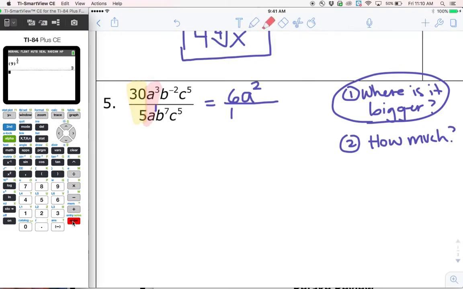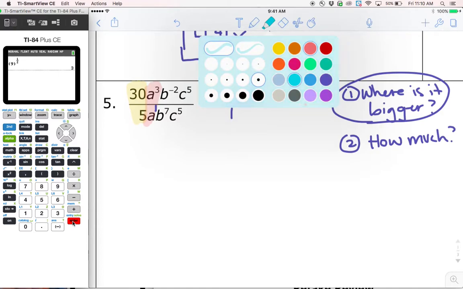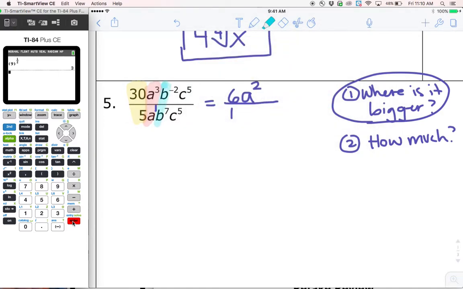Okay, now we're going to look at our b's. We've got b to the power of -2 and b to the power of 7. Well, we know it's bigger on the bottom, so b goes on the bottom. How much more, though, is 7 than -2? If this is giving you trouble, think about money, right? I have $7 in my bank account, but you're $2 in the hole. I actually have 9 more dollars than you do because you got to dig yourself out of your hole first, right? 9 more than -2.